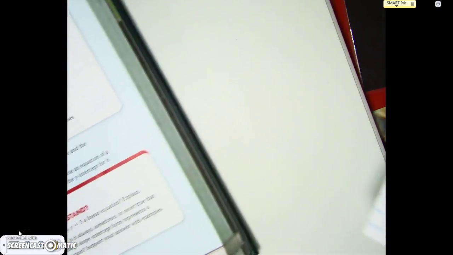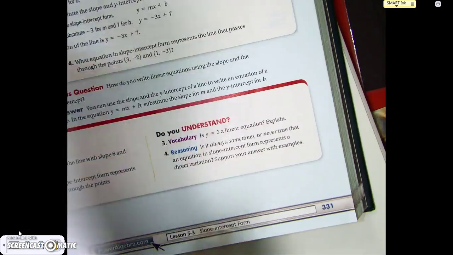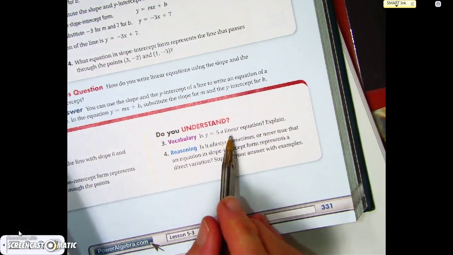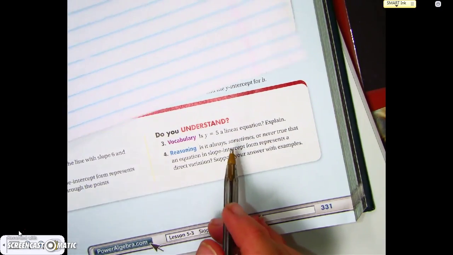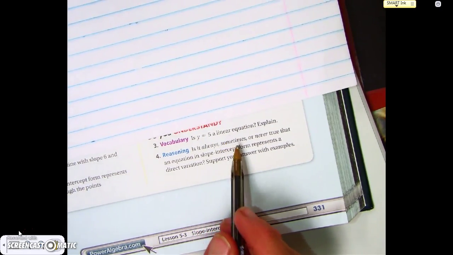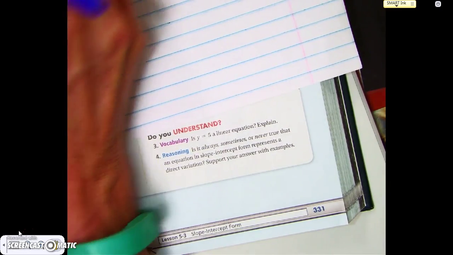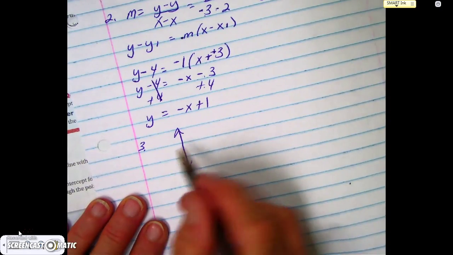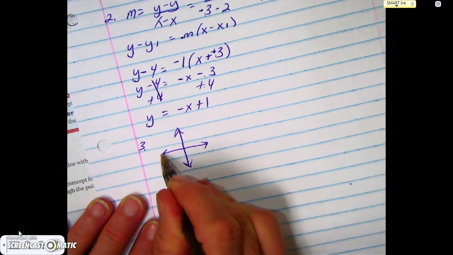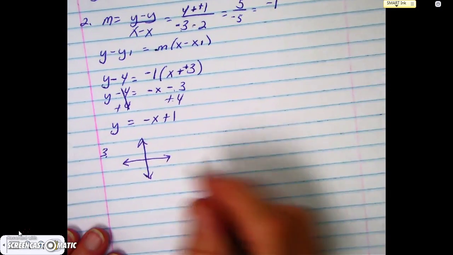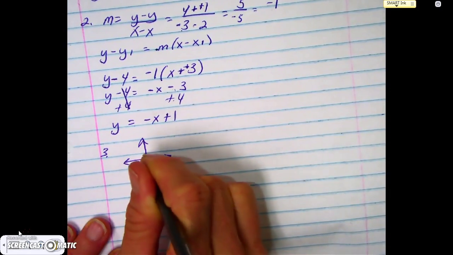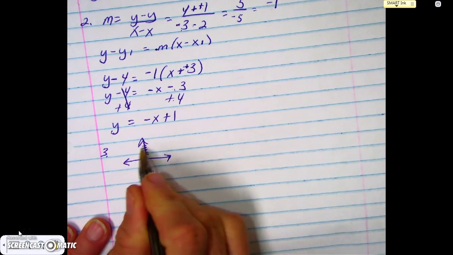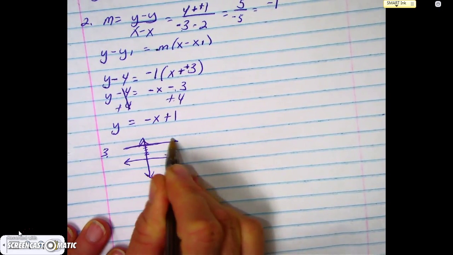All right, number 3. Is y equals 5 a linear equation? Well, let's see. Can y equal 5 be a linear equation? Let's just draw a graph really fast. If you just draw a simple little graph like that, where's y equals 5? Well, this is the y, so that means 1, 2, 3, 4, 5. So y equals 5 would be going in that direction.